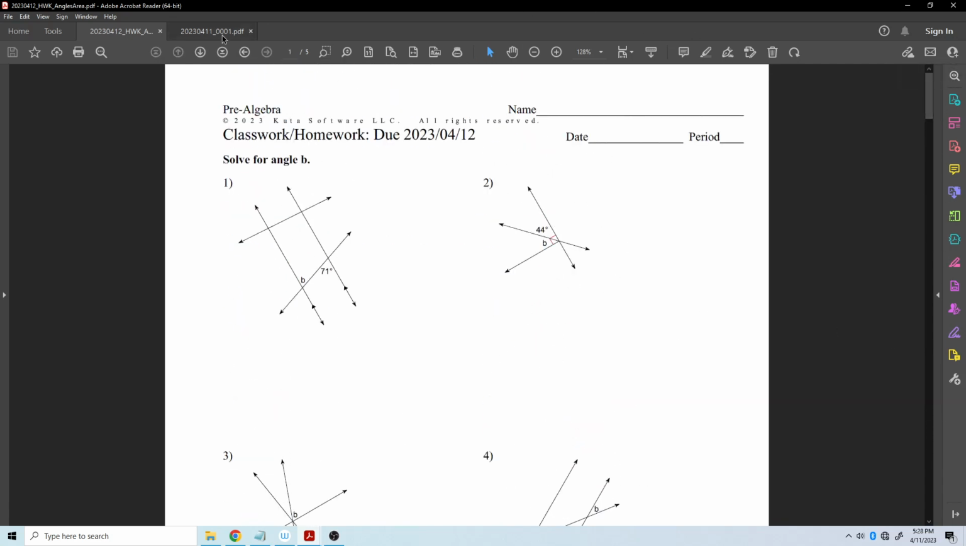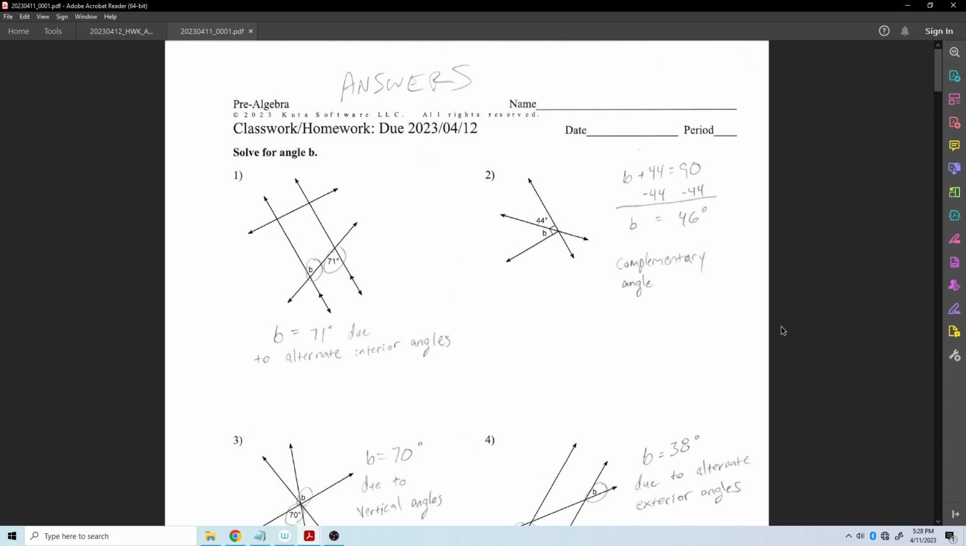Now, here's what it should look like. Here's the solutions. Here's the answers, right? All right, let's talk about this for a second. So this whole first page is mostly all about recognizing the appropriate angle relationship, and then based on the properties of that angle relationship, you get your answer right here.